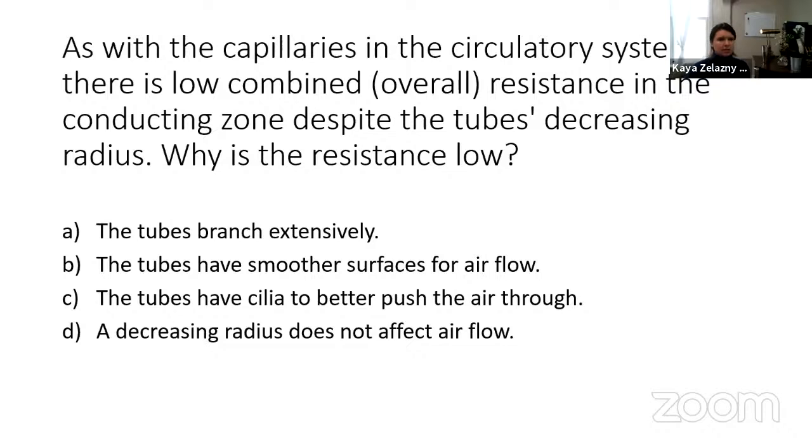So what this is saying is that individual tubes in the conducting zone are decreasing in radius, but we still have pretty low resistance in the conducting zone, despite the fact that we have decreasing radius of individual tubes.